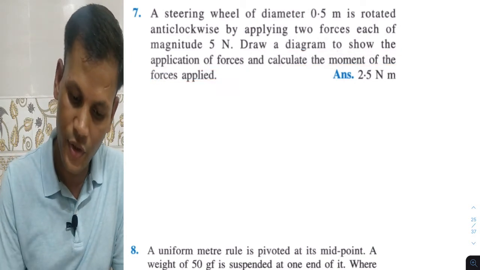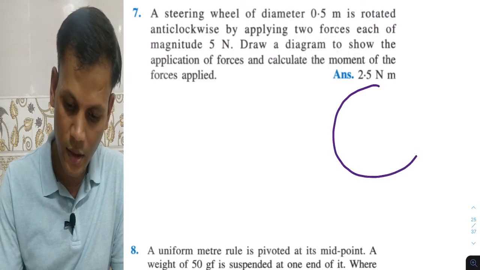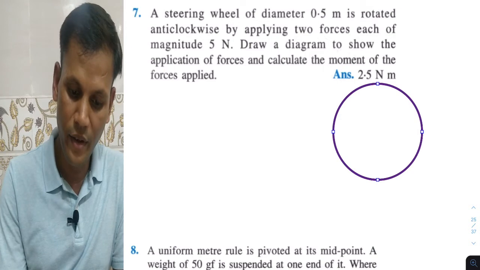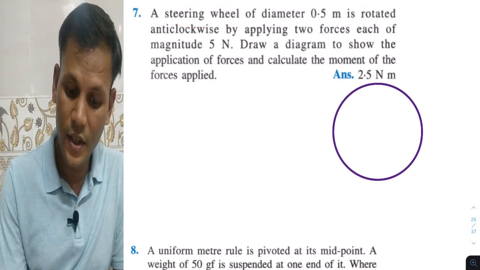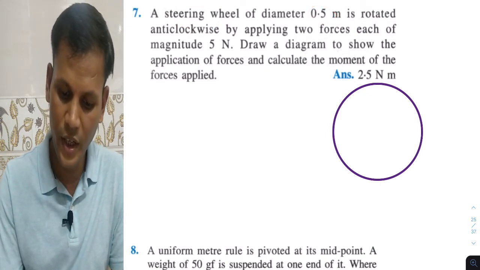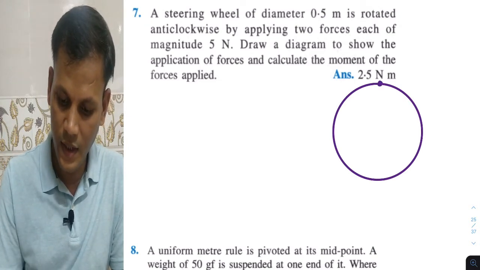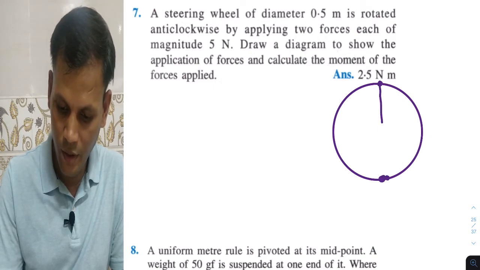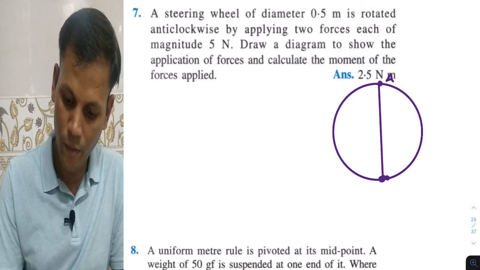Fine, so let us draw the diagram for it. This is the steering wheel. The diameter is 0.5 meter, so we will draw the diameter as 0.5 meter. We can take any two different points, one is this, another is this, and we will join them. This is the diameter: it is point A, it is point B.